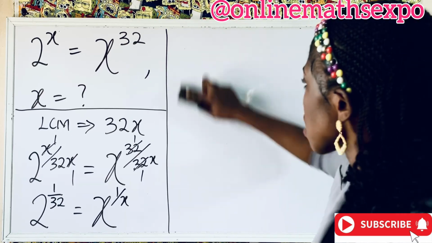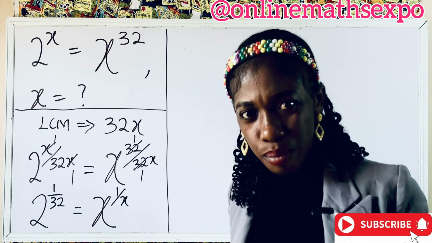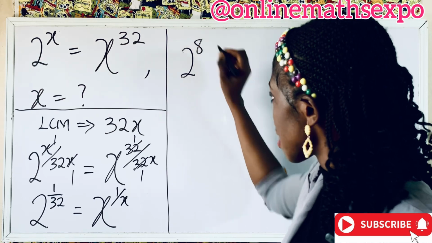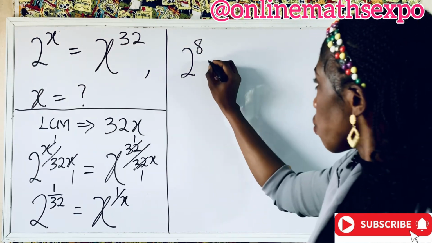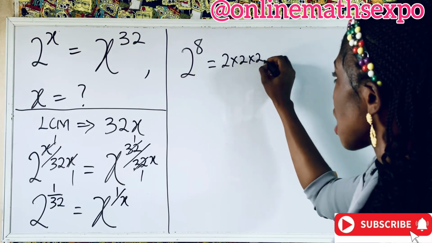Now, what do you think should be the best approach now? If we decide to raise this 2 to the power of 8, what is 2 to the power of 8? It is 2 multiplied 8 times.